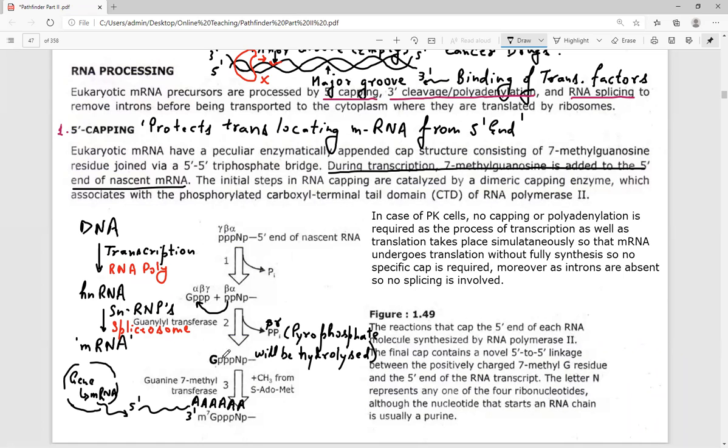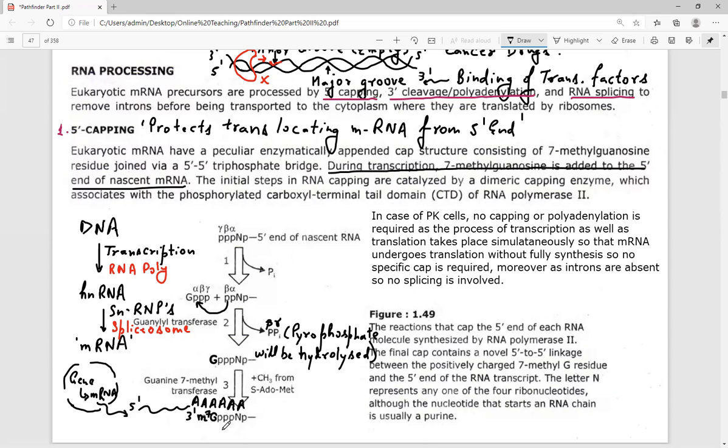Once the guanine molecule is present at the first site, the guanine 7 methyl transferase enzyme will add a methyl group at the guanine residue. Then the methyl group being added at the guanosine residue leads to the formation of 7 methyl guanosine.